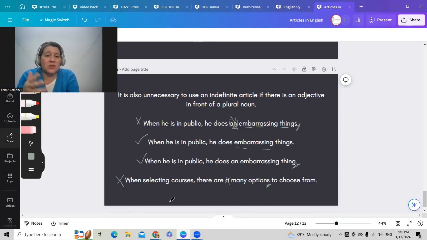You always have the option to drop the article completely when you're talking about plural nouns, as well as non-count nouns. Okay?